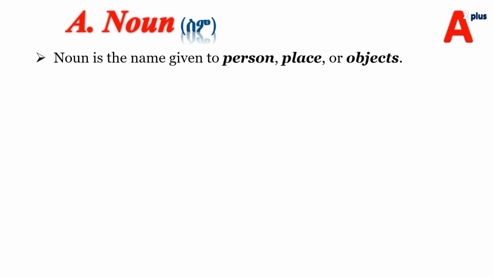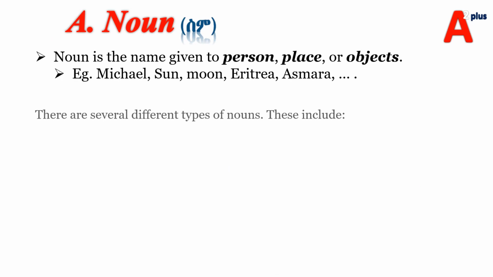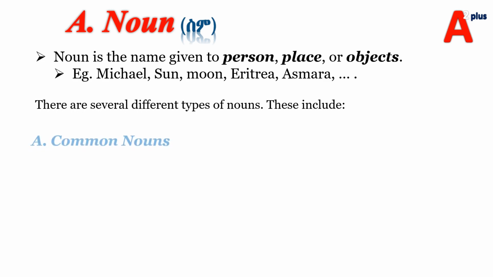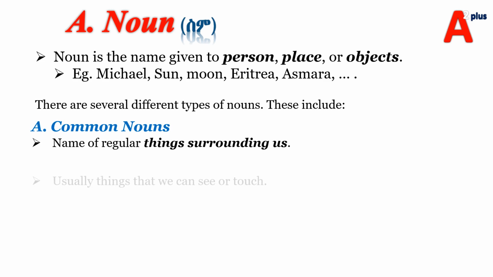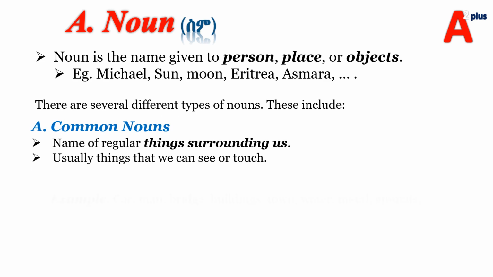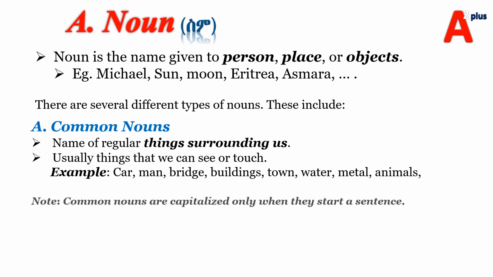Noun is a name given to a person, place or object. Example: Michael, sun, moon, earth, Asmara, etc. There are different types of noun.